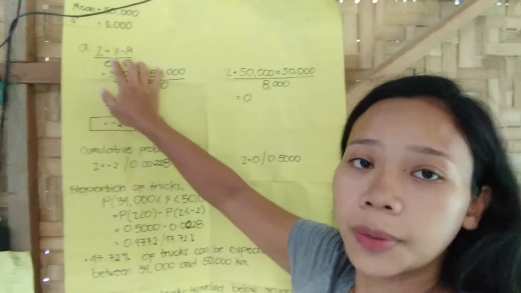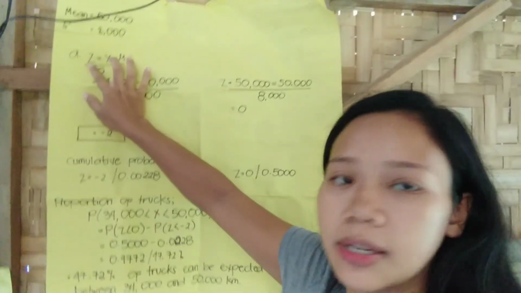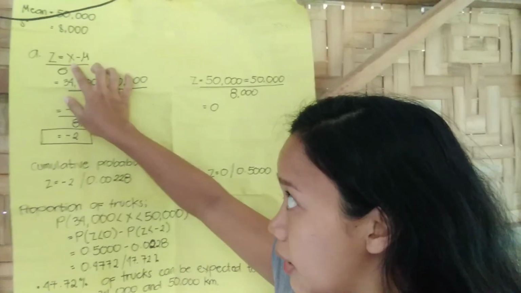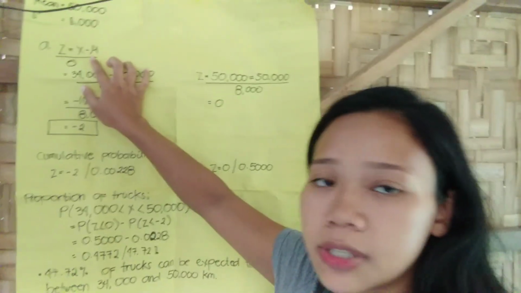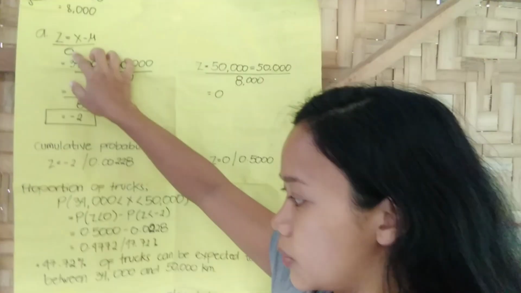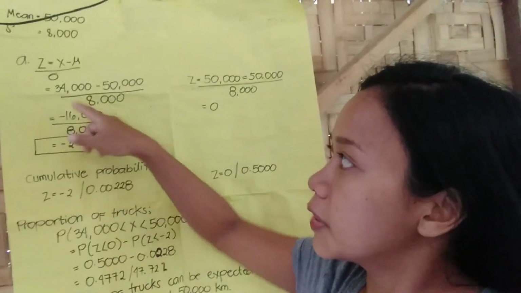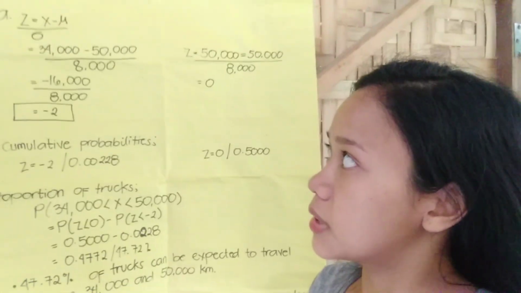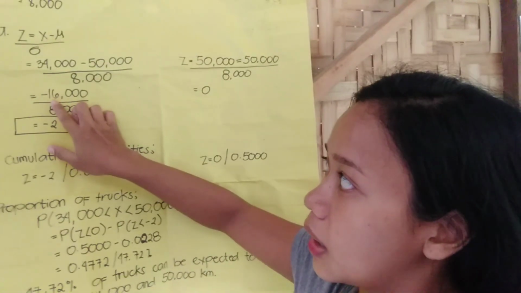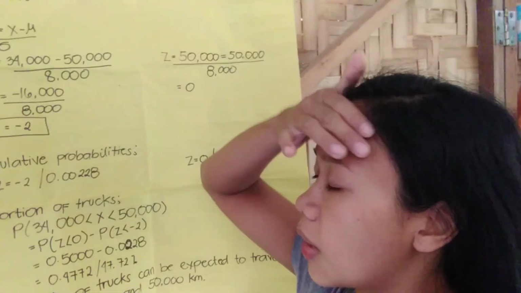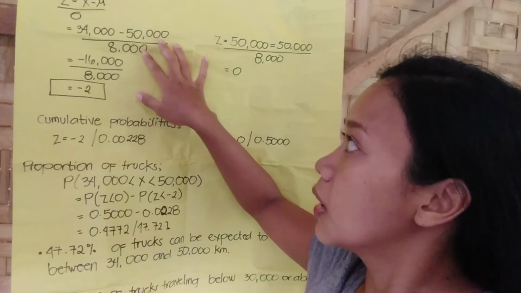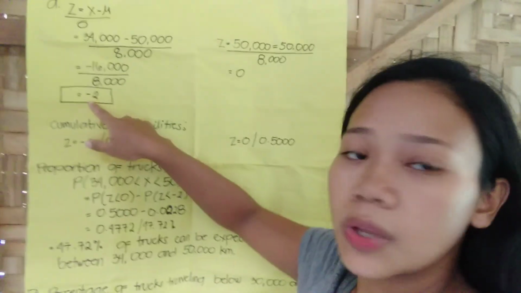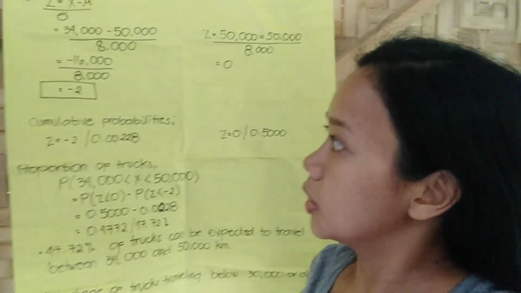So I have the formula here. This one represents the standard score. Then it equals x, which is the observed value, minus m, or the mean of the sample. Then this one here is the standard deviation. So we have 34,000 minus 50,000. So it equals negative 16,000. Then we have to divide it by 8,000. So the result is negative 2.